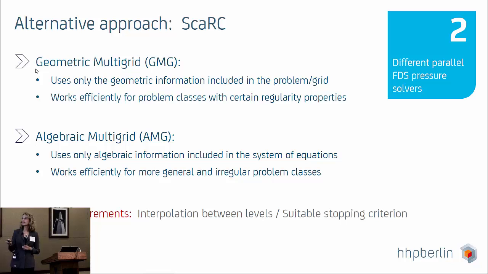I already mentioned that there is not only the geometric multigrid variant, I also have an algebraic multigrid variant, and both classes only differ in the way that they compose the single components of the solver. The geometric multigrid class is easier to implement and works very well for problems which are somehow regular. The algebraic multigrids are something like the race horses among the iterative solvers for huge systems of linear equations. And they also work for more general and irregular problem classes.